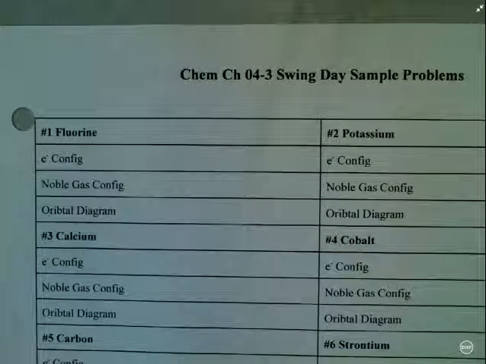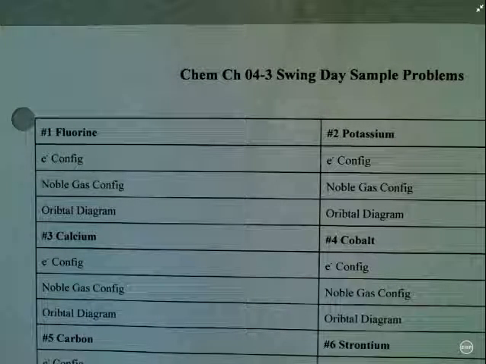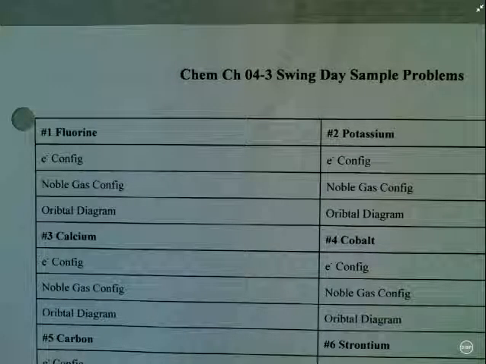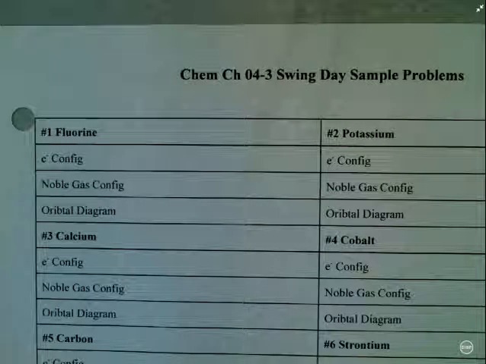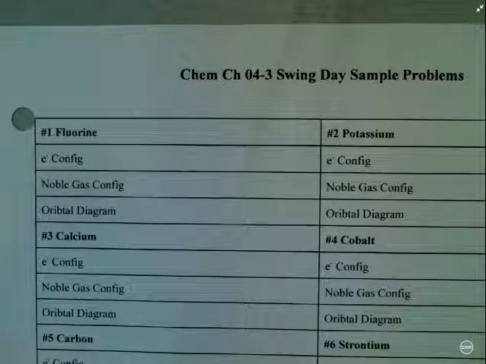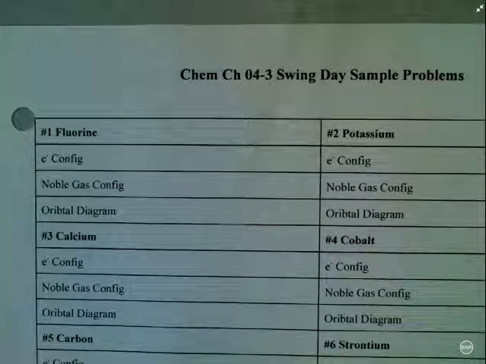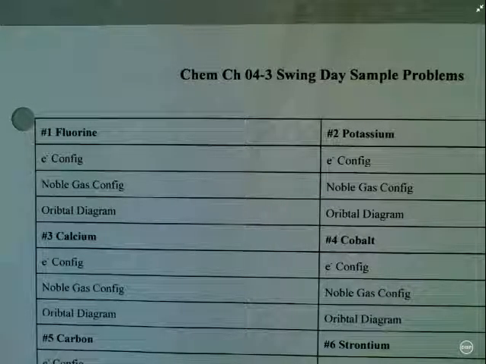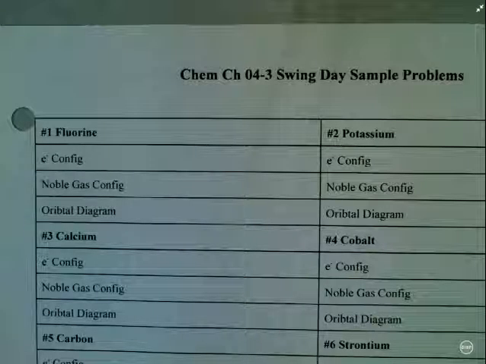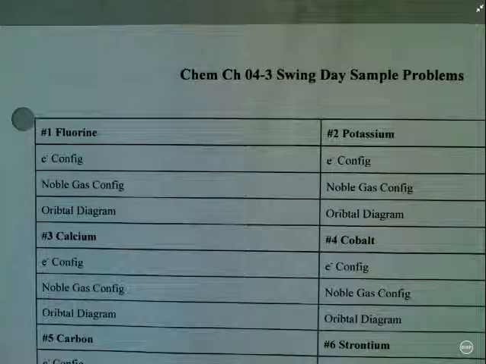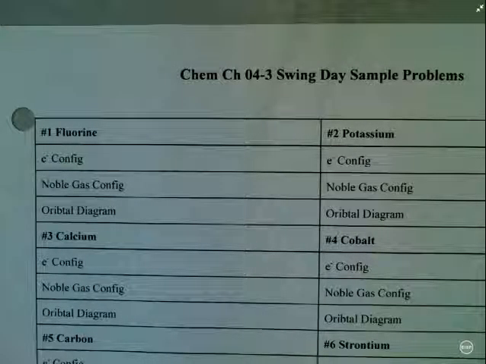All right, so we are going to work on some sample problems during this swing day. The first thing that we're going to do is go over our 3 different types of notations, the 3 different ways to represent electron configurations. The first element we're going to look at is fluorine, and we're going to do the electron configuration notation, the noble gas configuration, and the orbital diagram for fluorine.